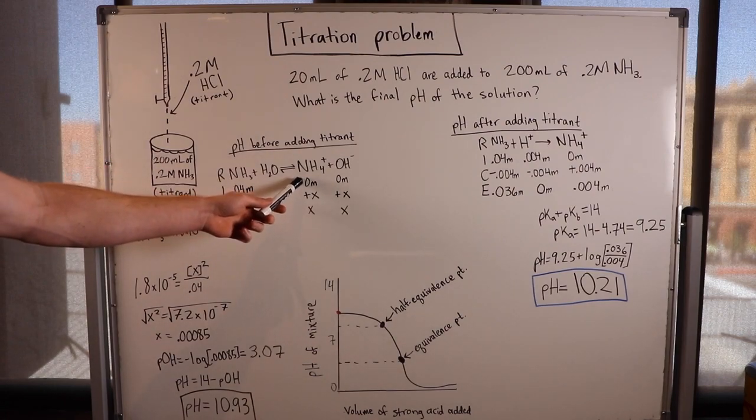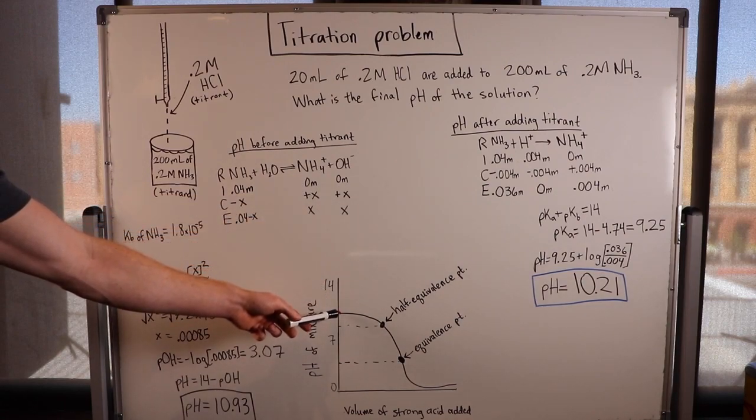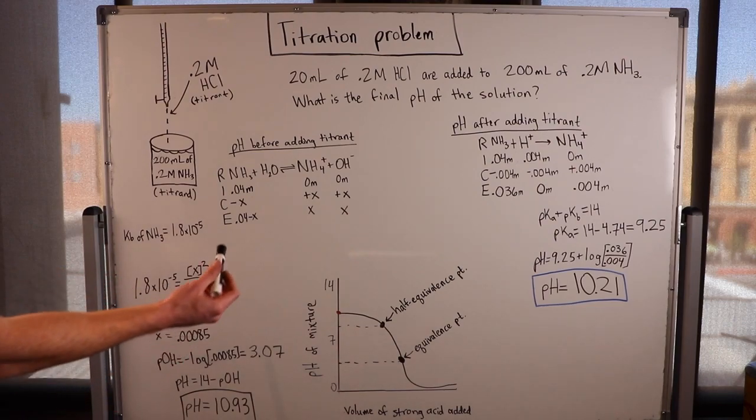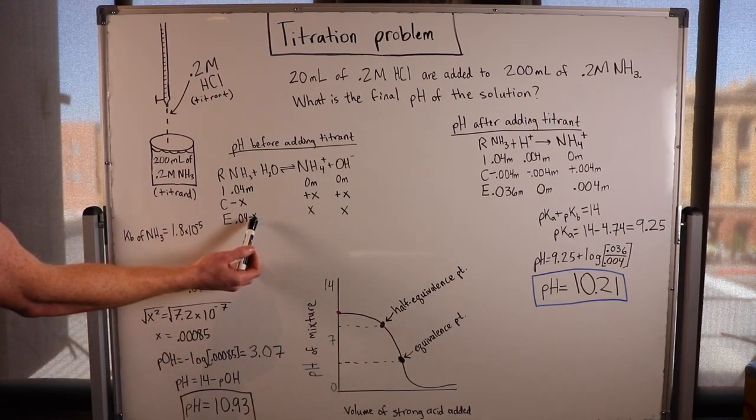We didn't start with any NH4 because remember we started with a pure solution of NH3. And then we set up our ICE table as you have seen before. And we know that the Kb of NH3 is 1.8 times 10 to the negative 5, so that is what our equilibrium constant will be. We set up our equilibrium expression, and we can ignore this minus x because the shortcut rule applies.